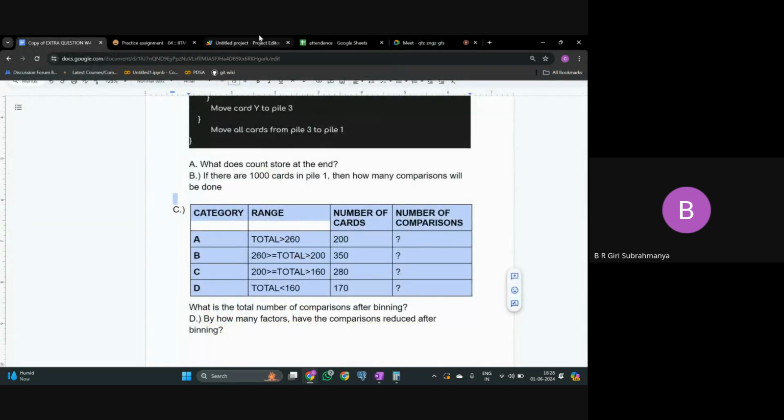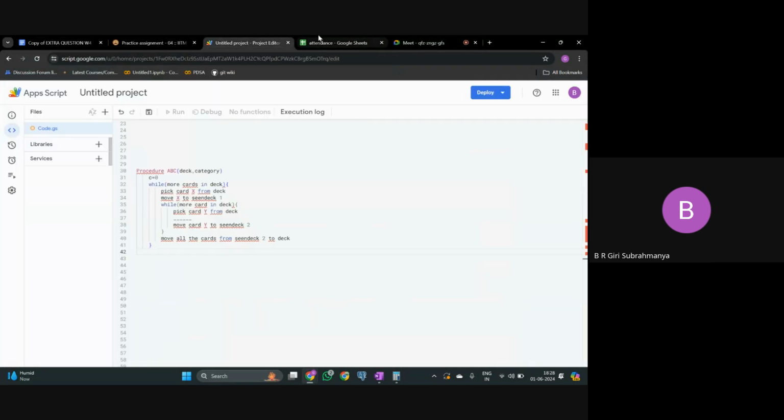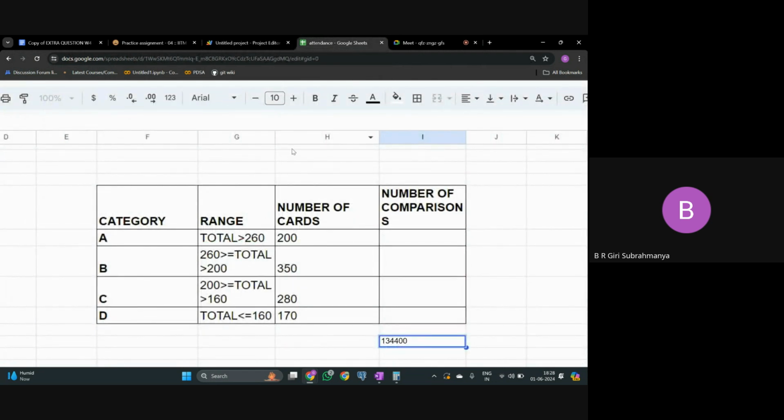Can you all understand the question? Of the 1000 cards, we have split them into different ranges, and according to the range, we have put them into different categories. Now, one thing to notice: the bins are not equally distributed, right? So for every bin, the number of comparisons is going to vary.